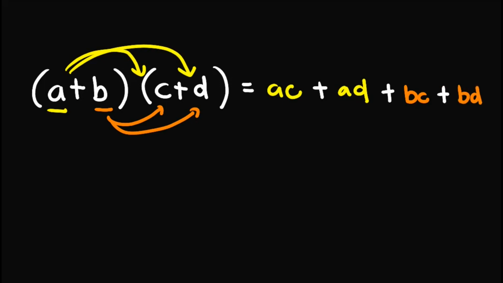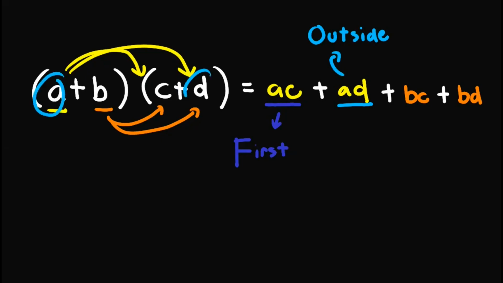And so here comes the FOIL. Observe that A and C out here represent the first terms of the binomials. AD, on the other hand, represents the outside or the outer. This represents the terms out here and out here. So if we view it, it's on the outside of these two binomials.